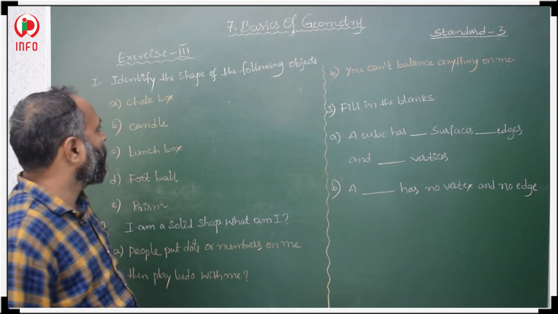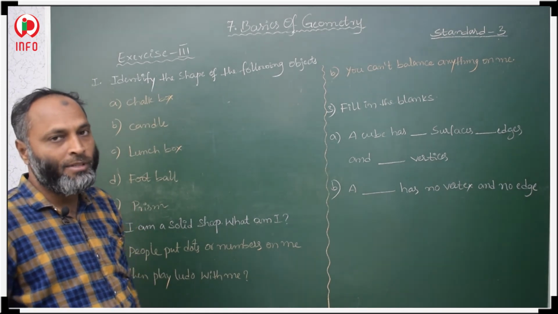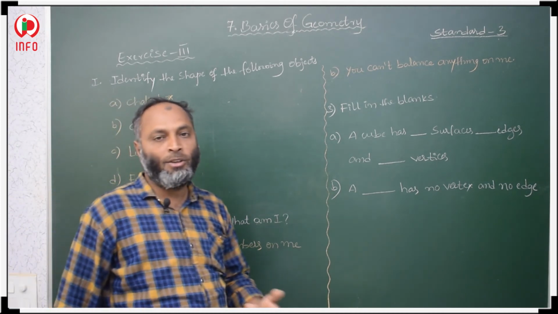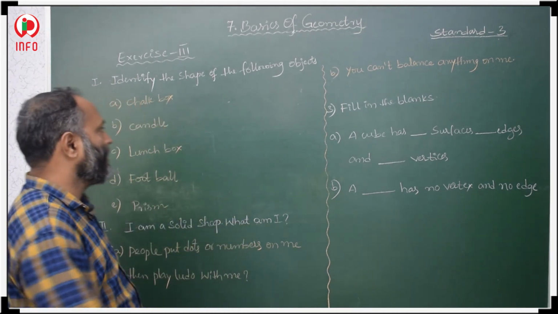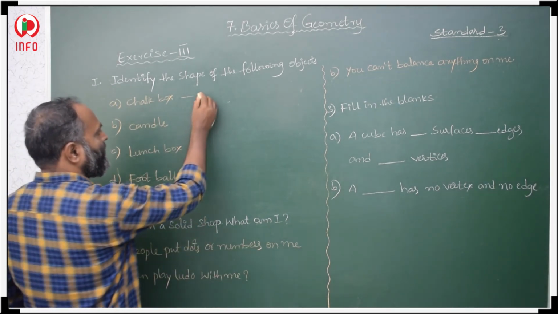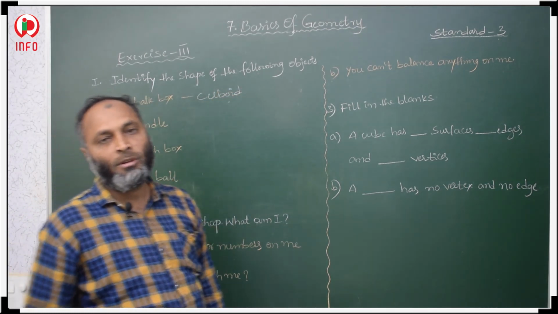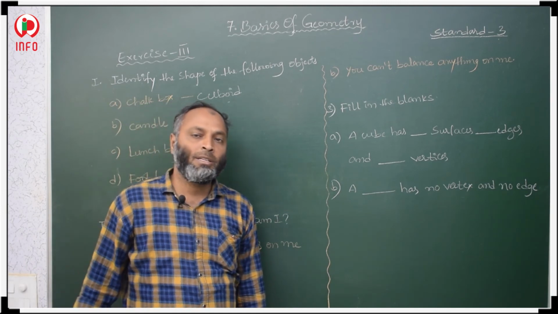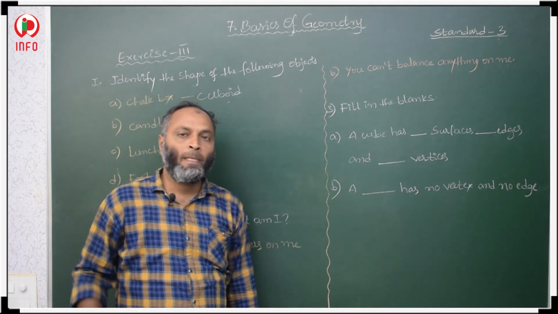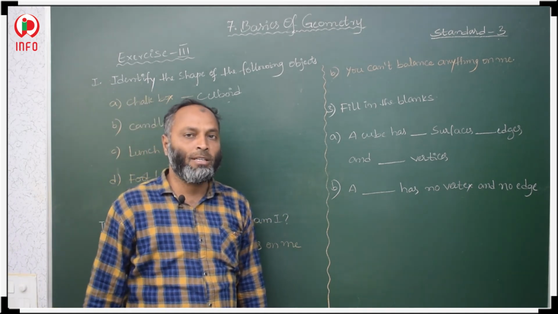Now see, identify the shapes of the following objects. We have to identify and say what each is. First one, chalk box. Either it is a cube or a cuboid. So here I am writing cuboid. Some chalk boxes are in cube shape, some in cuboid. Cube means all 6 faces are the same, in square shape. Cuboid means rectangular shape, where opposite faces are identical.